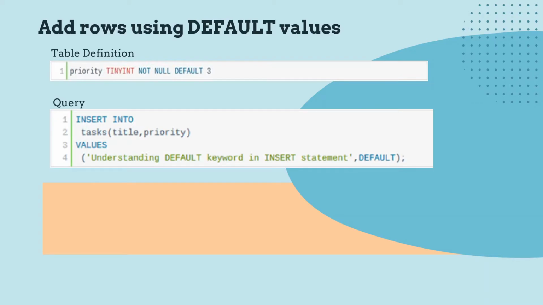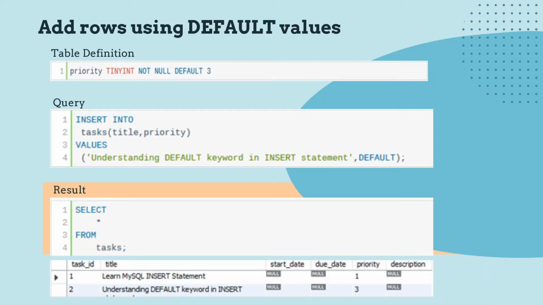Insert into task and then we specify the columns and then values. The value of title is text and then the priority is default. MySQL uses the number 3 to insert into the priority column. We can verify the result by using the query select star from task and we will get the result. This image shows the content of the task table after inserting a row.